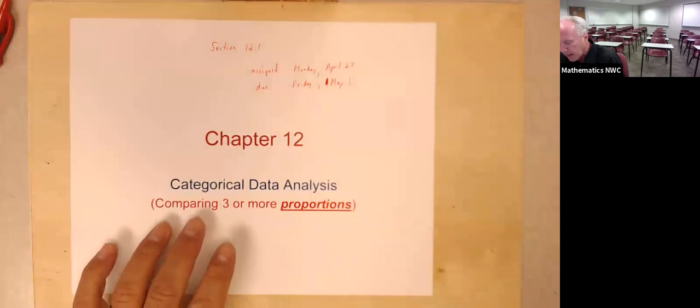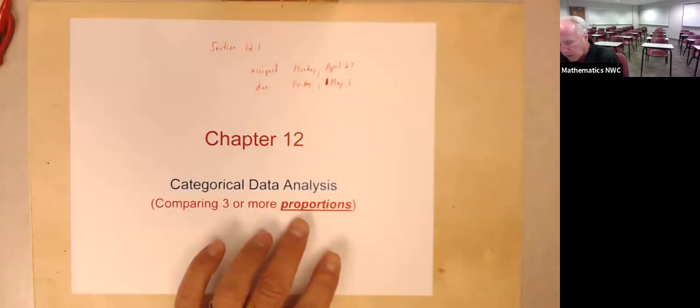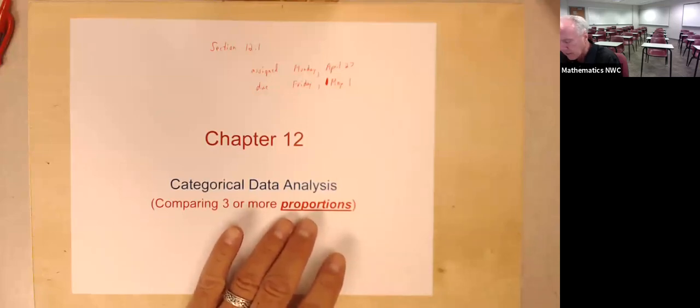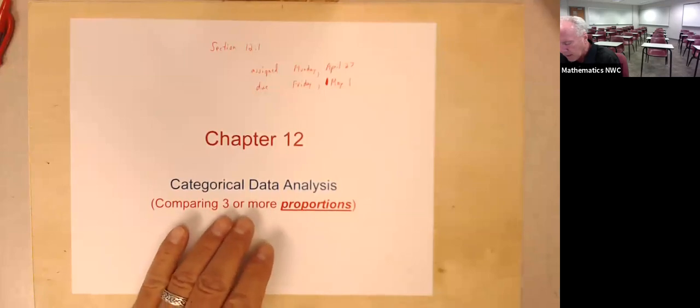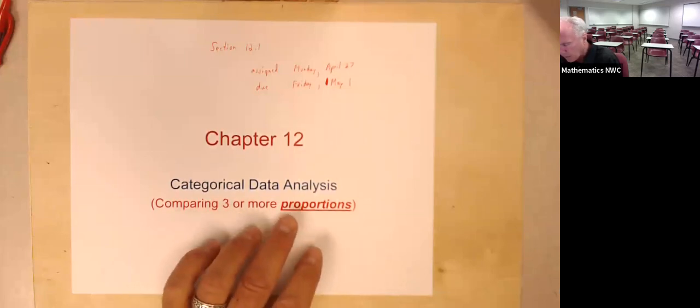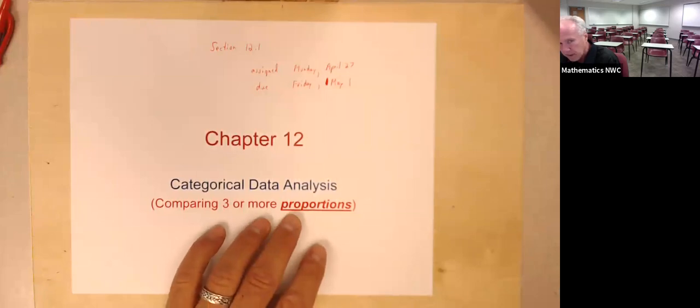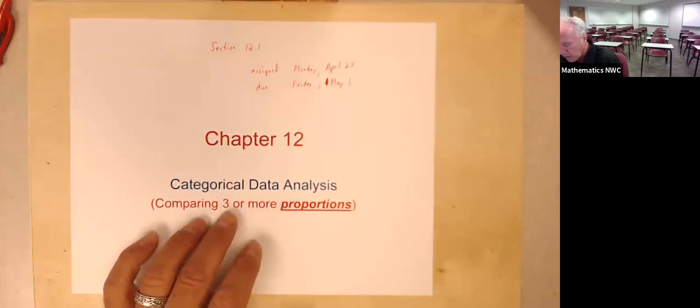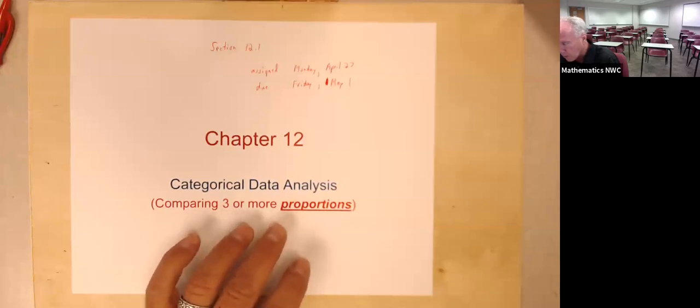past looked at a single proportion for a population. We've compared two of them, if you remember, back in chapter 10, if I'm not mistaken. But now we're looking at three or more. Back in chapter 11, we looked at three or more means. Now we're looking at three or more proportions. I'm going to say that again to make sure you keep them straight. Back in chapter 11, we had three or more means. This chapter, section 12.1, three or more proportions.